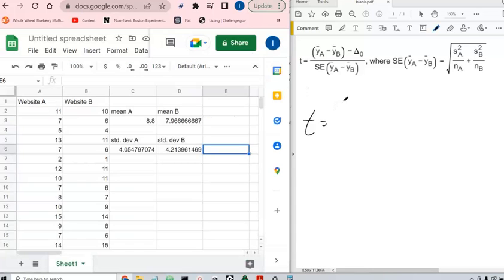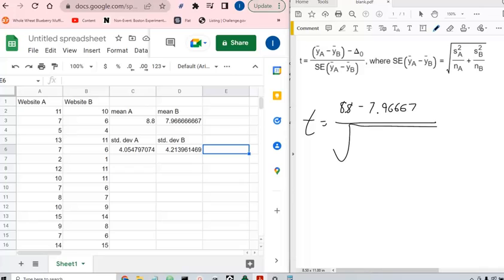Okay, so website A is 8.8 for the mean. Website B is 7.96. I'll carry some decimals until the end. We'll round at the end. And then the standard error is over here, so it's the square root of the variance. So our variance was 4.054797. And then we've got to square that and then divide by the sample size.